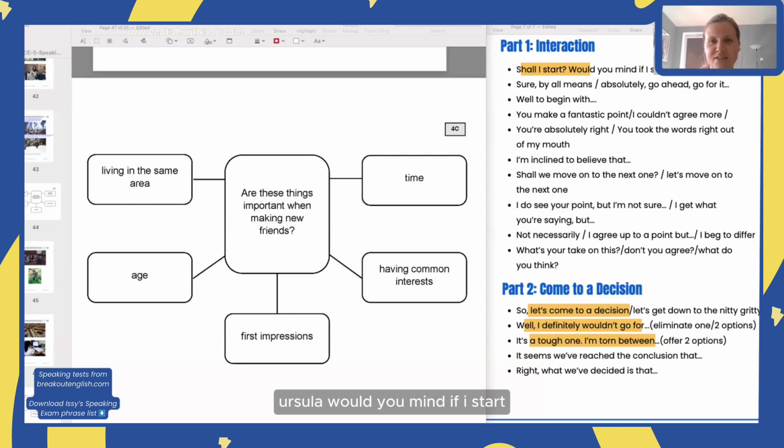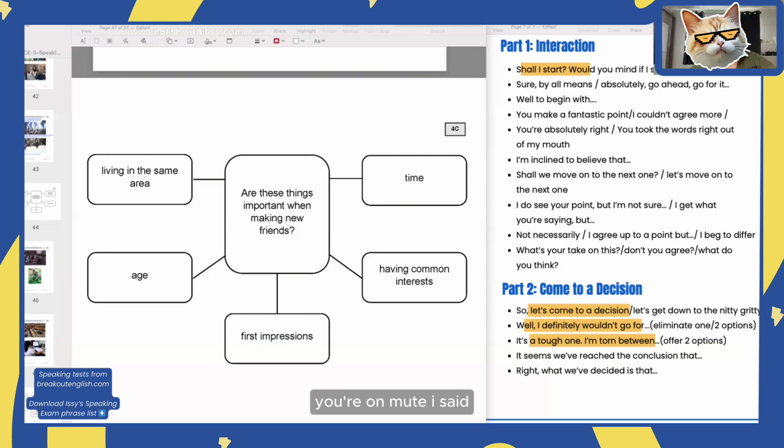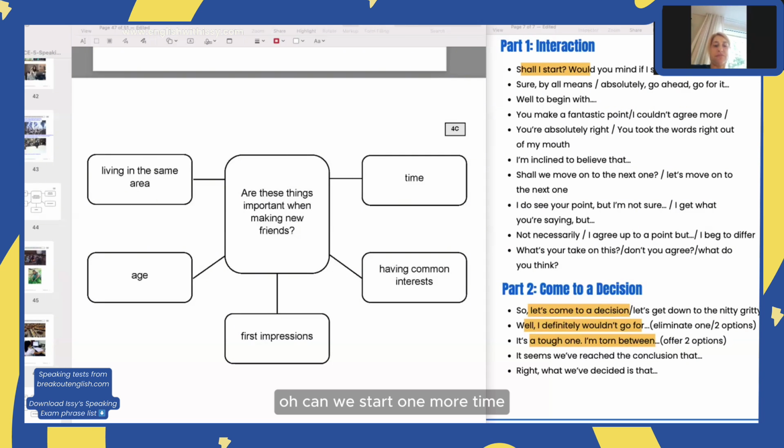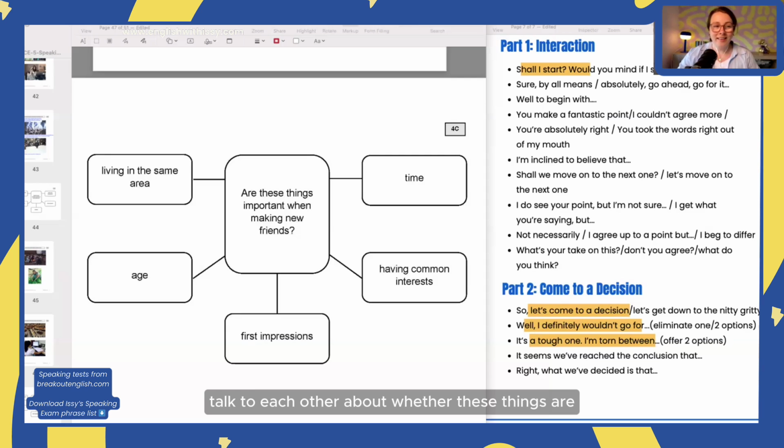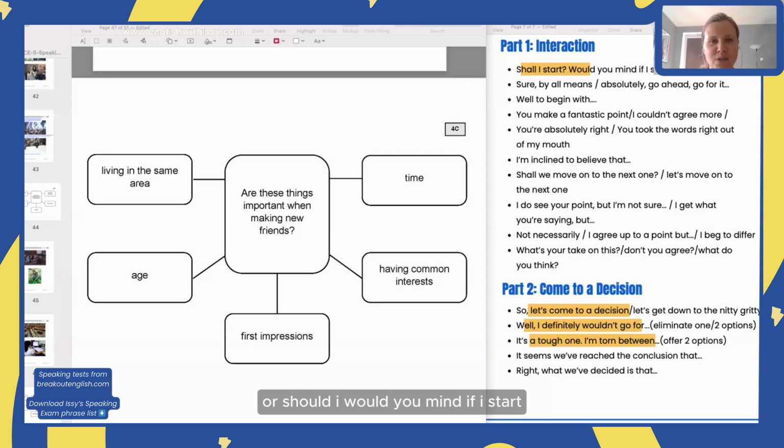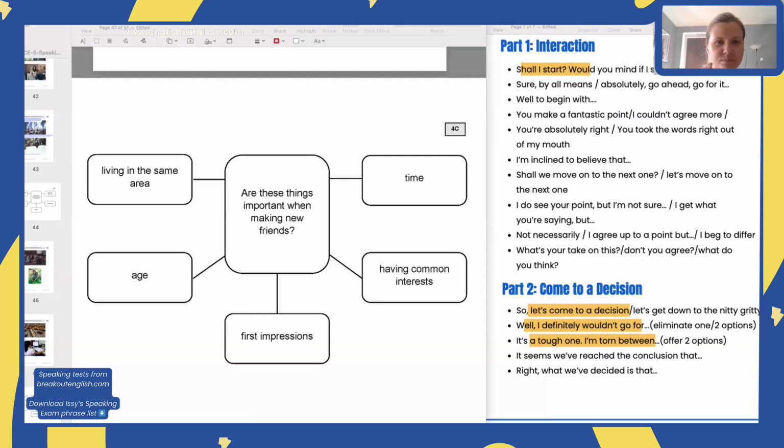Ursula, would you mind if I start? But she's mute. Oh, you're on mute, Ursula. Can we start one more time? You can start again. All right, so now talk to each other about whether these things are important when making new friends. Ursula, would you mind if I start?